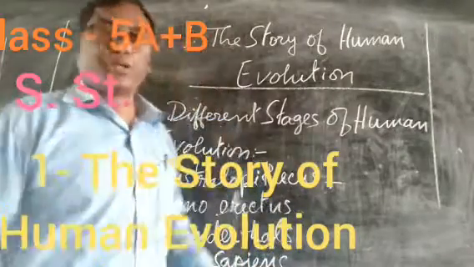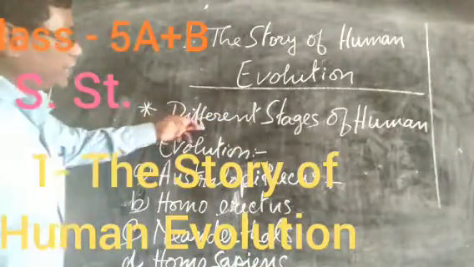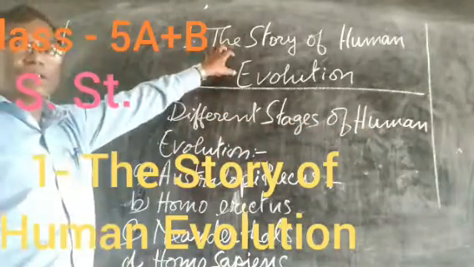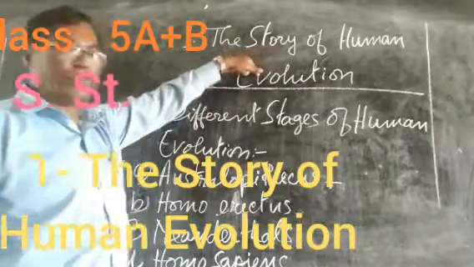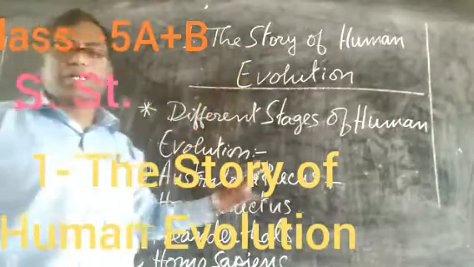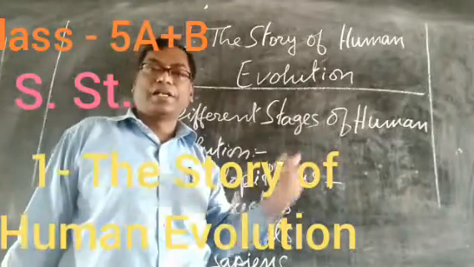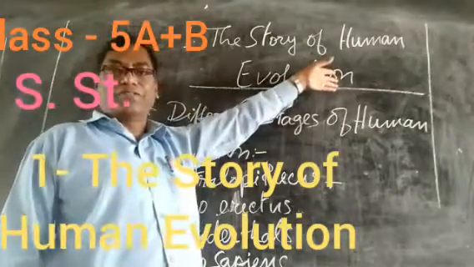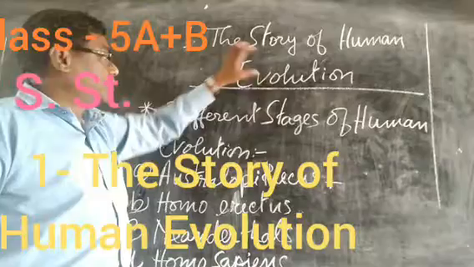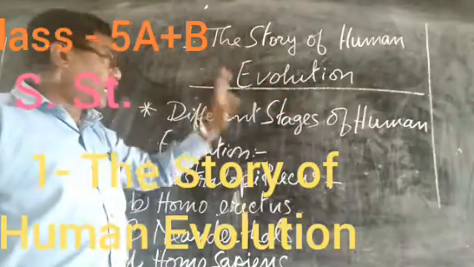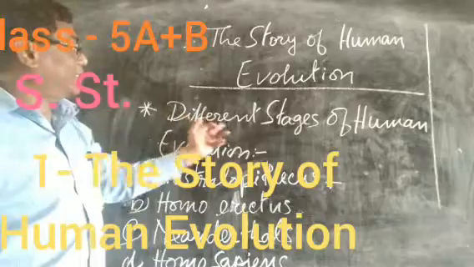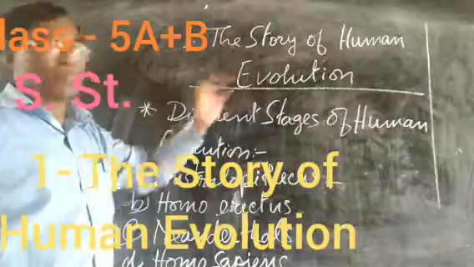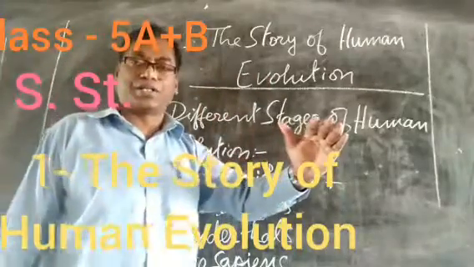Today, I would like to discuss with you the different stages of human evolution. Under the lesson, the story of human evolution, we have seen in earlier videos and classes what evolution is. Not evaluation, evolution. And we have defined it. Now we have to discuss the different stages. I have told you it's a process. Evolution is a process, and so there are various stages.